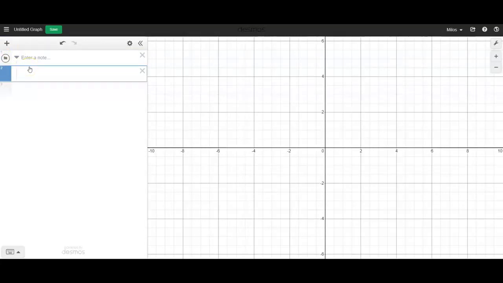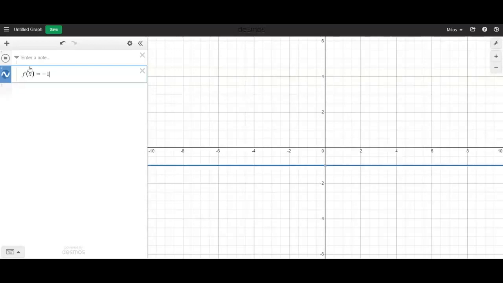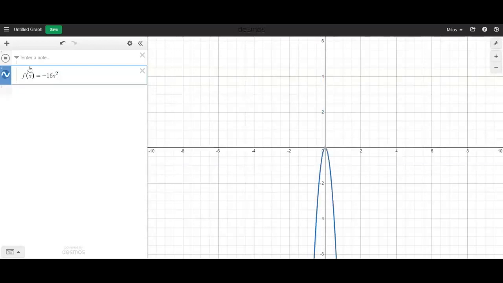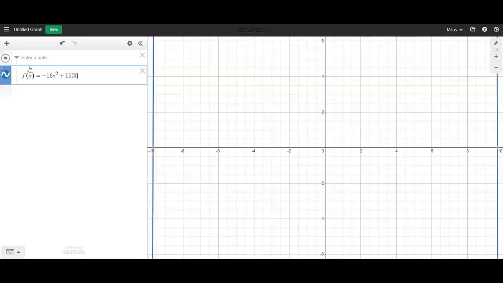So what I'm going to plot is, I'm going to call my function f of x. You could just say y equals, but I'm going to use f of x. That way I can show you how to insert a table as well. Negative 16x squared plus 15,000. You're wondering, why am I not using t?